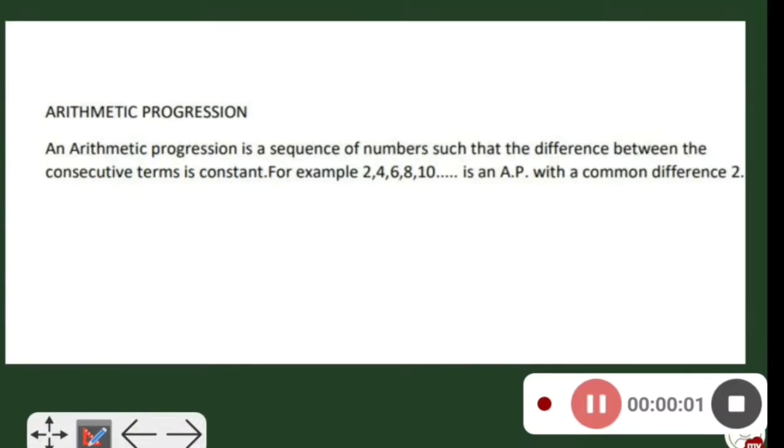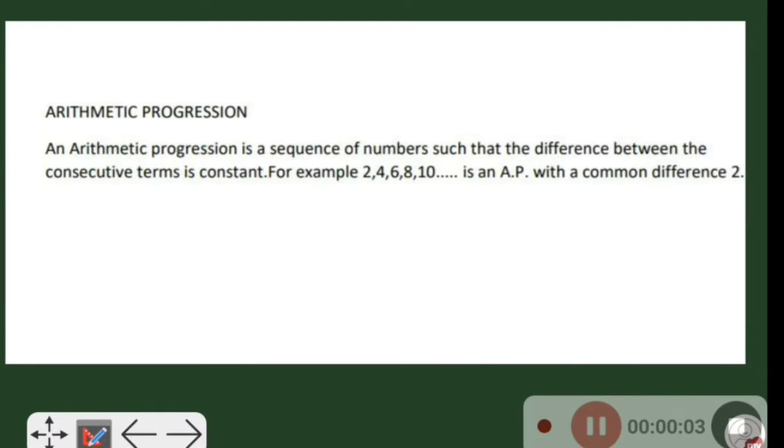In this video, we will discuss some basics of arithmetic progression of class 10. Now, we will discuss the definition of arithmetic progression. An arithmetic progression is a sequence of numbers such that the difference between the consecutive terms is constant. For example, 2, 4, 6, 8, 10 is an AP with a common difference 2.